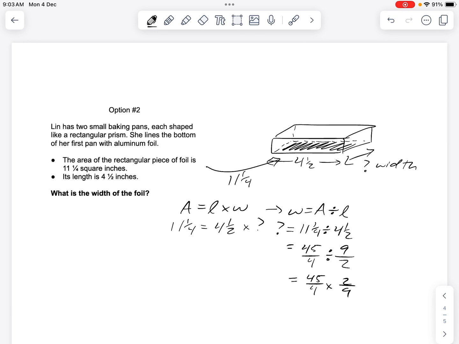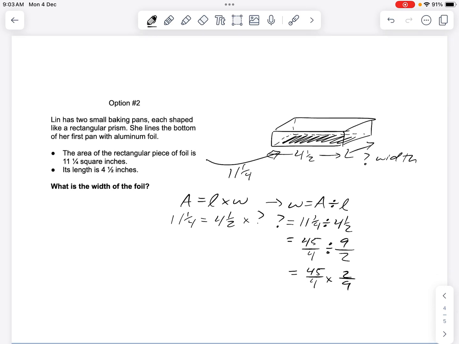I could just multiply these together, but you make your life a lot easier if you do some simplifying first. For example, 45/9. I can simplify that fraction. If I divide each of those by 9, that's going to become 1, and that's going to become 5. Similarly, 2/4 can be simplified to 1/2. Now when I multiply, the numerator, 5 times 1, is just going to be 5. The denominator, 2 times 1, is just going to be 2.